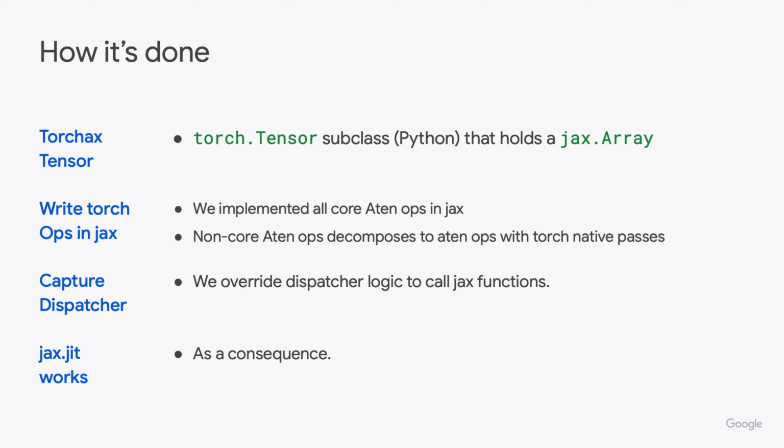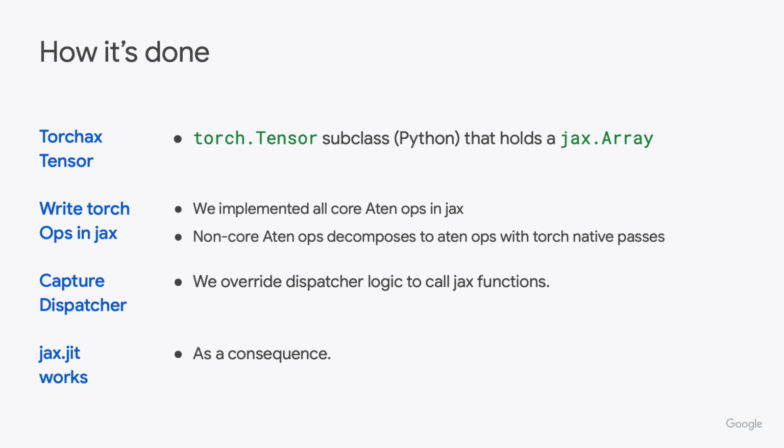Implements all the methods of torch tensor. So from the Python call perspective, it's a value substitution. And then inside of that subclass, we actually hold a JAX array. So the data for this torch tensor is actually backed by a JAX array.